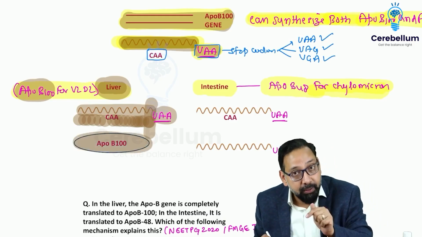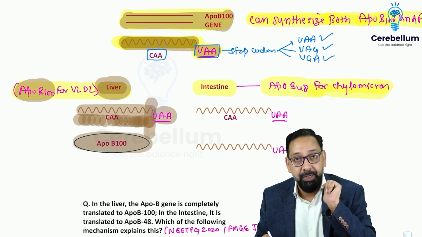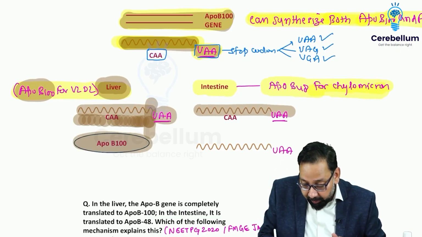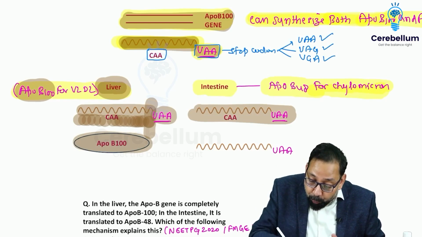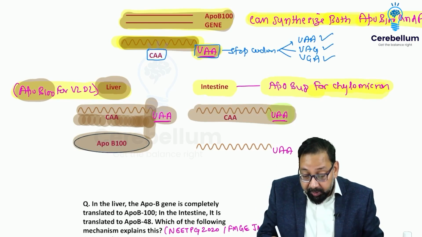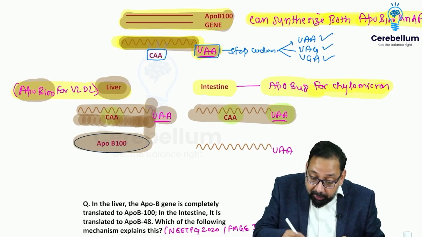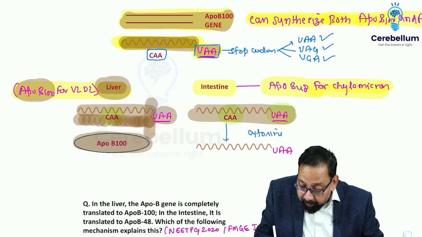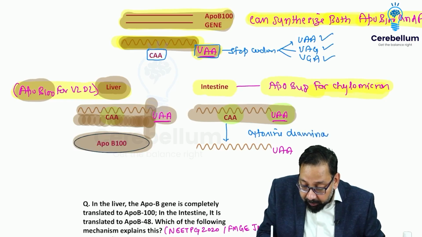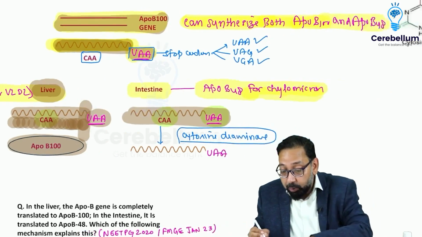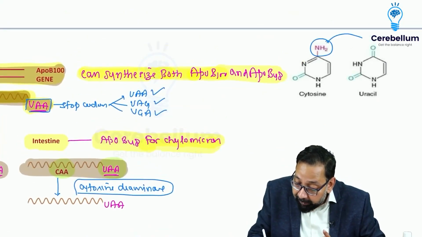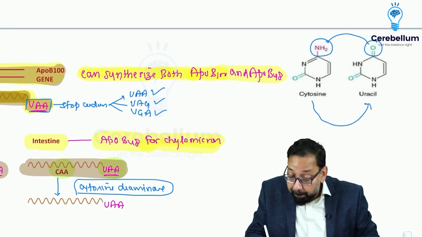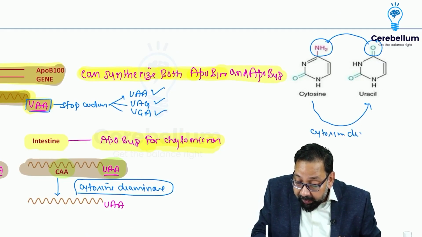But in intestine, we require ApoB48. So in intestine, the same messenger RNA is there. Same stop codon UAA is there. Same CAA is there. In intestine, there is an enzyme. The name of the enzyme is cytosine deaminase. And we have discussed that cytosine and uracil, the only difference is of an amino group. If I remove the amino group from cytosine, it becomes uracil by the enzyme cytosine deaminase.